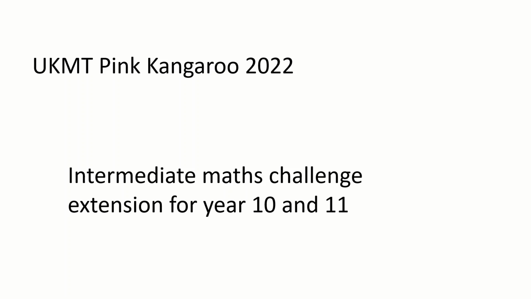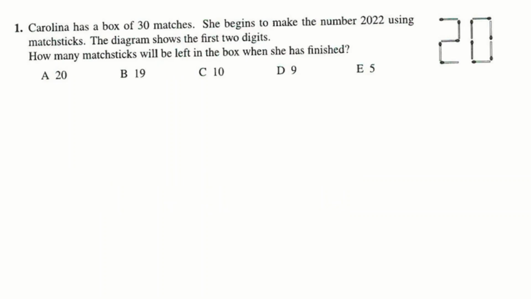So this is UKMT Pink Kangaroo 2022. It was only a couple of days ago. It's the intermediate maths extension for years 10 and 11. First off, really well done if you were invited to take this paper. You did a really good job in the regular paper. If you weren't, then that's no problem. You can maybe use this video to try out some of the questions, see how many you would have scored. Let's get straight into it though.